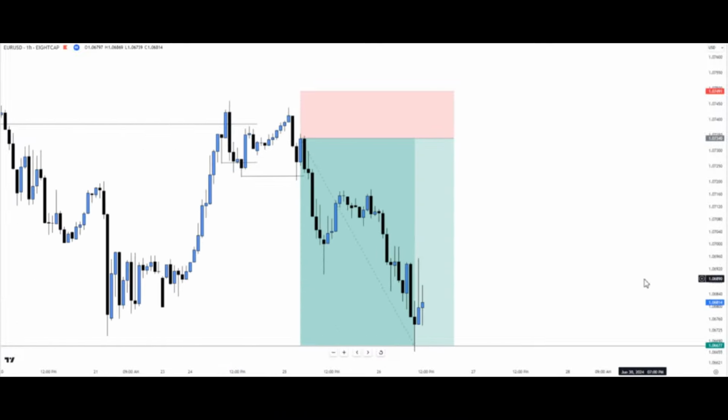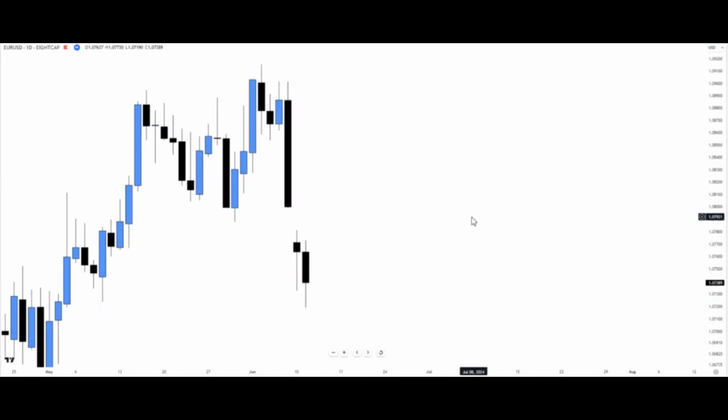And there you have it. So you can see our price trade all the way from this particular fair value gap into this particular draw on liquidity right here.